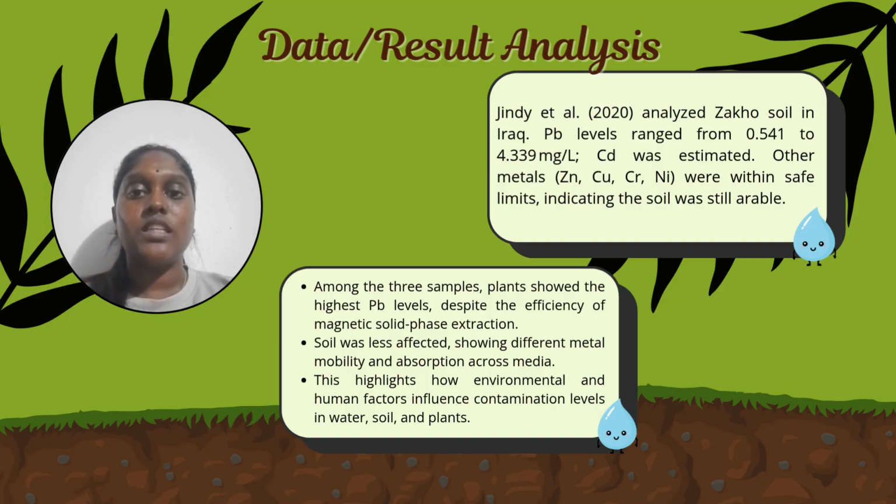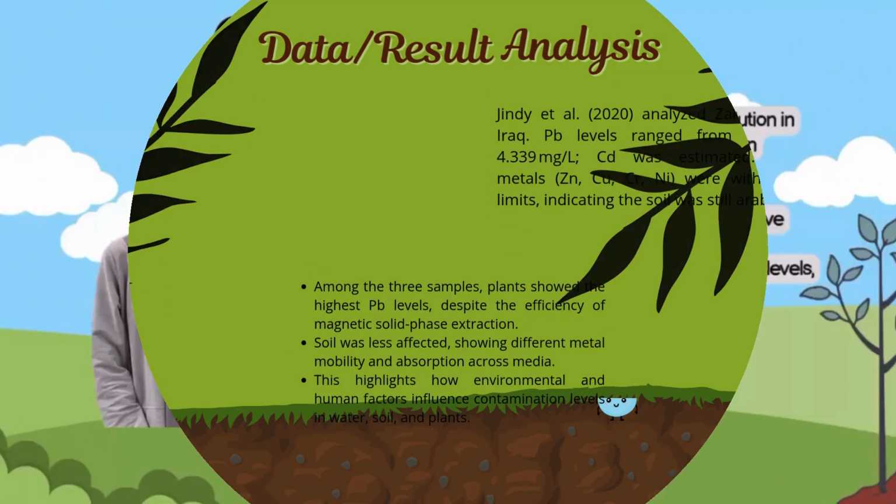Among soil, water, and plant samples, plants had the highest lead level, which is concerning. This suggests they absorb lead easily, likely through their roots. Soil was less contaminated, possibly due to differences in how metals move and interact. They use magnetic solid phase extraction, an effective method for accurate results. Overall, it shows how environmental and human factors affect contamination in soil, water, and food.